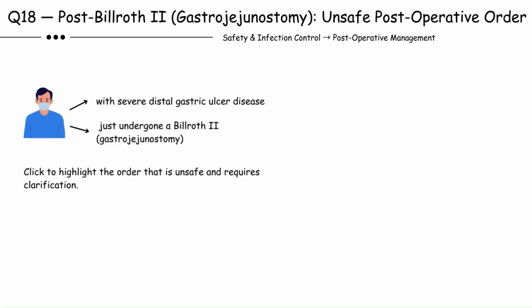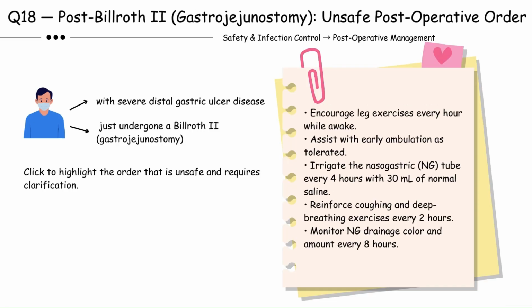Here are the orders you're evaluating. Encourage leg exercises every hour while awake. Assist with early ambulation as tolerated. Irrigate the nasogastric tube every 4 hours with 30 milliliters of normal saline. Reinforce coughing and deep breathing every 2 hours. Monitor NG drainage color and amount every 8 hours. Take a few seconds and identify the one that poses a danger to the client.